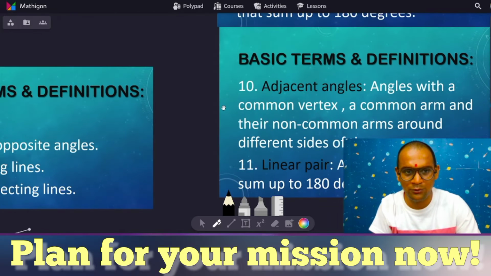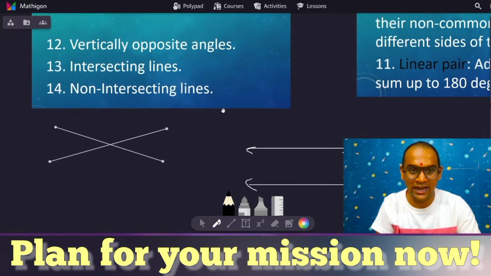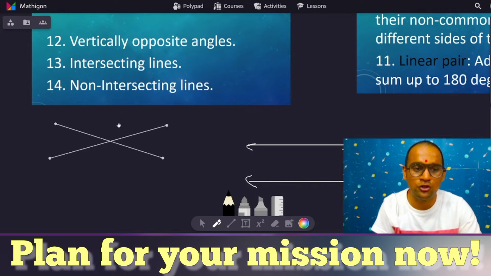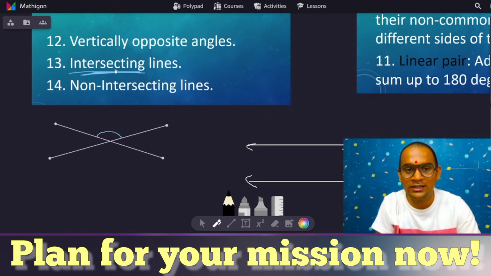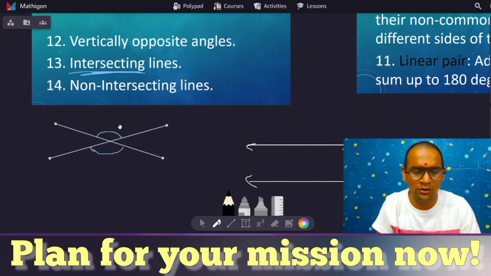Then we have some basic terms and definitions called vertically opposite angles. Now, what do I mean by vertically opposite angles? Suppose two lines, two line segments or two rays, anything is perfectly all right. Over here, I have taken line segments. When two line segments intersect, they are called intersecting lines. When they intersect, as you can see, they have opposite angles. What is the meaning of opposite angle? As you can see very clearly, one above the other, they are lying on the opposite sides of each other.